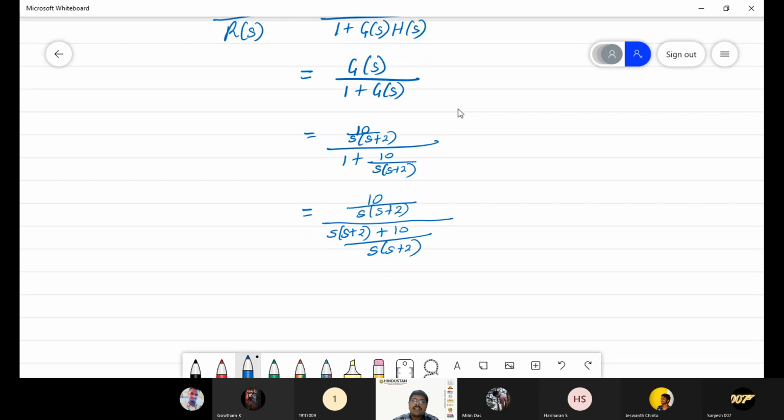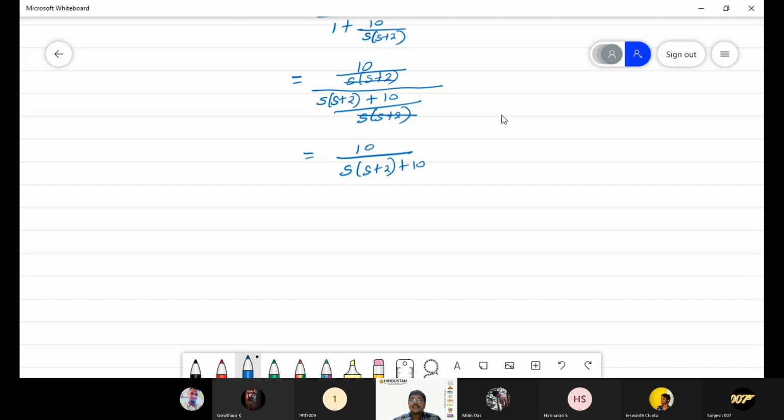Now you can cancel the common terms. Therefore, that is equal to 10 divided by s into (s plus 2) plus 10. Again you can simplify by multiplying s inside, and therefore we can write C(s) divided by R(s) is equal to 10 divided by s square.